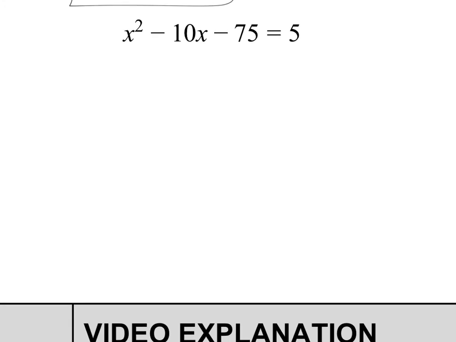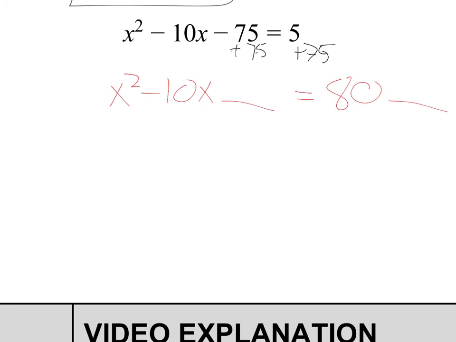x squared minus 10x minus 75 equals 5. So again, we're going to focus our attention on the first two terms, x squared minus 10x, and what do we need to see in that blank over there? Which means the 75 got booted to the other side. So x squared minus 10x blank space, equals, that would be 80, followed by the same blank space. We want to ask ourselves, what would have to go into this blank spot so that it's a perfect square trinomial? So we're going to take half of negative 10 and square that value.